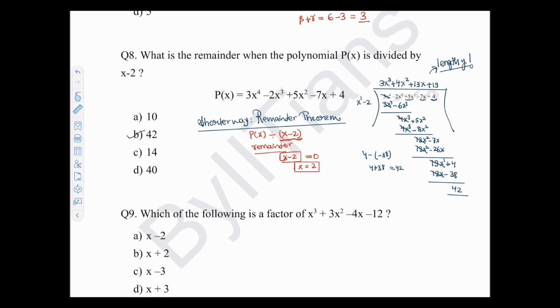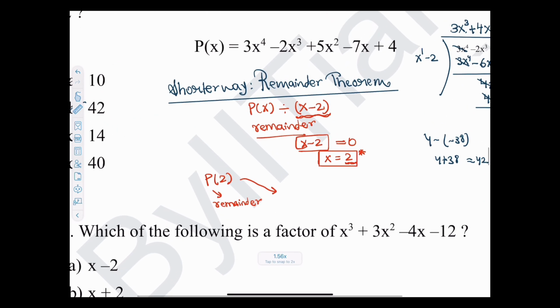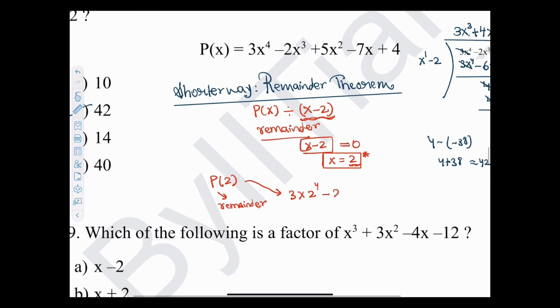When you find out its root, what you have to do is you have to put this inside of p. So you just have to find out p of 2, and this p of 2 is going to be your remainder. Okay, so let's find out p of 2 and let's see if it's equals to 42. So p of 2 would be 3 multiplied with 2 power 4 minus 2 multiplied with 2 power 3 plus 5 multiplied with 2 power 2 minus 7 multiplied with 2 plus 4.